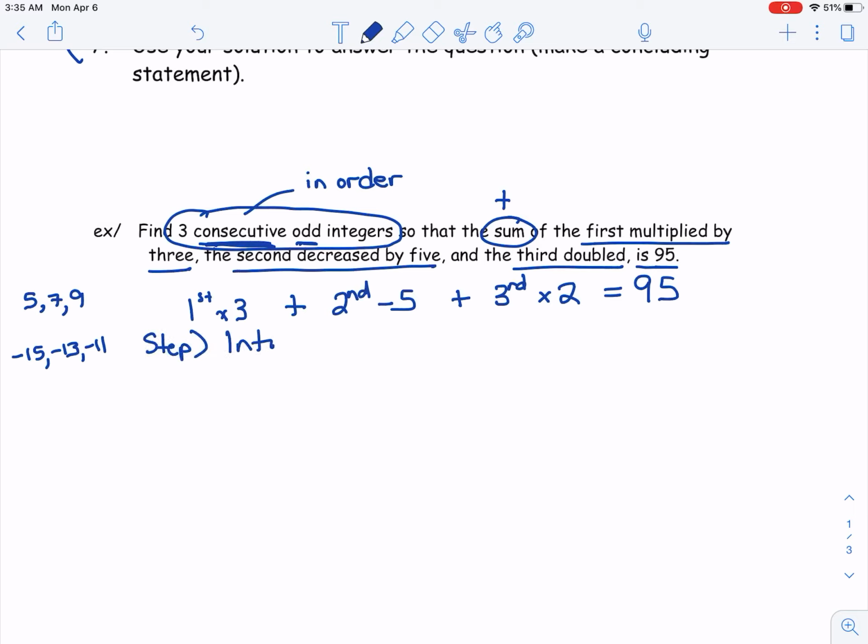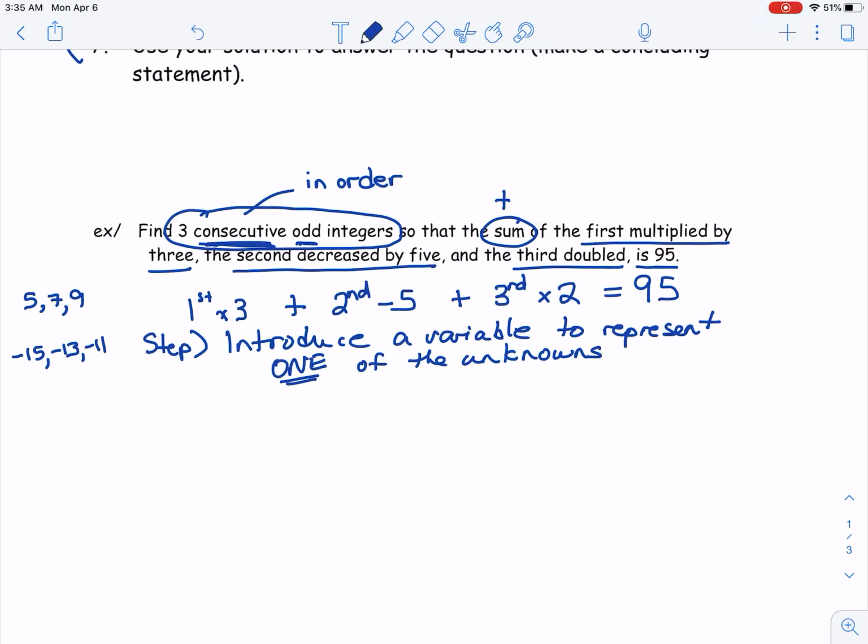Introduce a variable to represent one of the unknowns. So in this case, I'm going to say let's let x be the first odd integer.